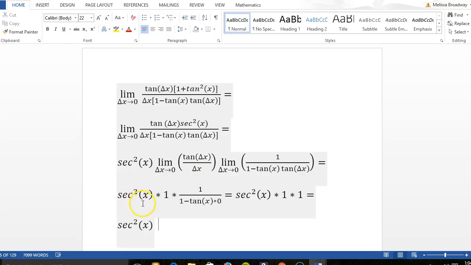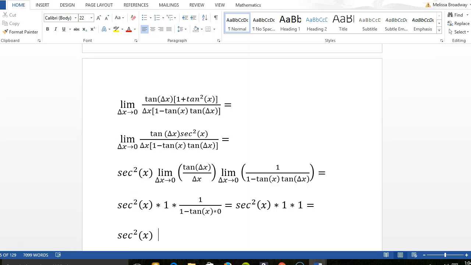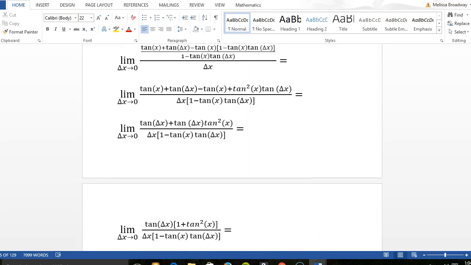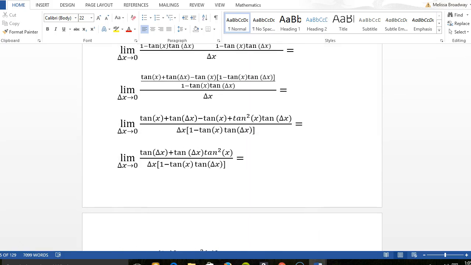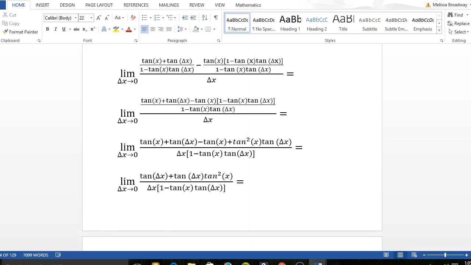And you get secant squared times 1 times, and by continuity you can throw delta x into here, but the tan of 0 is 0, but don't be scared, you still have a 1 down here. 1 minus 0 is 1. So you just have 1 over 1, which is another 1. So you just have secant squared times 1, which is secant squared. Okay, after all of those steps, some hard ones at that, we have shown that the derivative of the tan of x is the secant squared of x.